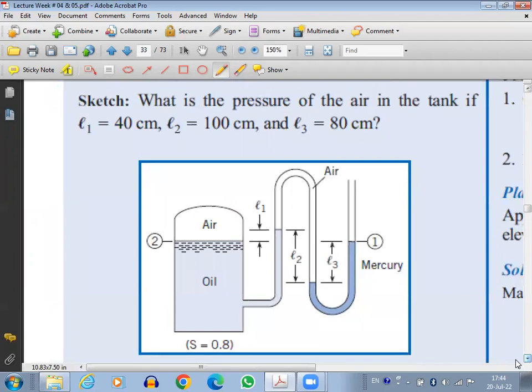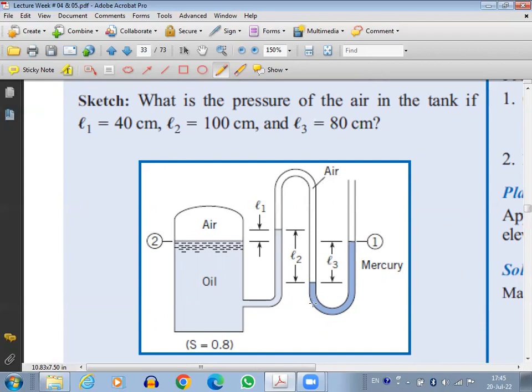What is the pressure of the air in the tank if L1 is 40 centimeter, L2 is 100 centimeter, L3 is 87 centimeter? So see the connection here, see the diagram. We have this container filled with oil. At the top, I have air. Then obviously the oil enters into the pipe till this point. After that, I have again air.